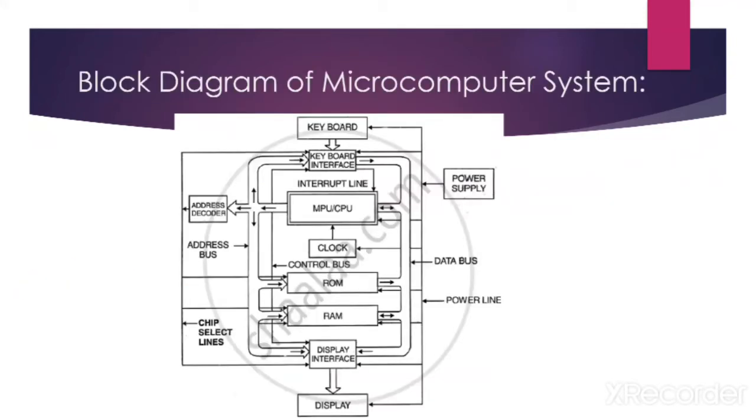We also discussed the block diagram of a microcomputer system. In the block diagram of a microcomputer system, there are 5 blocks. That is the keyboard, an input device which is used to enter data, the MPU (microprocessor unit), ROM (read-only memory), RAM, display interface, and display.